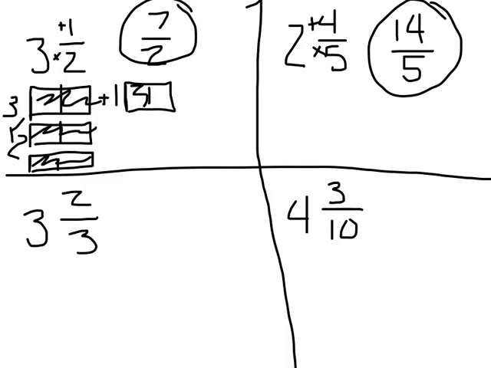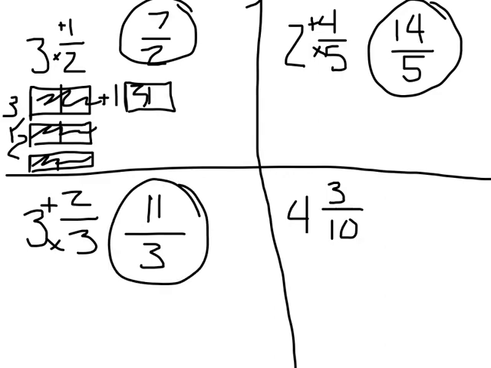Now you try 2 more. Write 3 and 2/3 as an improper fraction. Well, 3 times 3 is 9, plus 2 more is 11 over 3. Write 4 and 3/10 as an improper fraction. Well, 4 times 10 is 40, plus 3 more is 43 over 10.